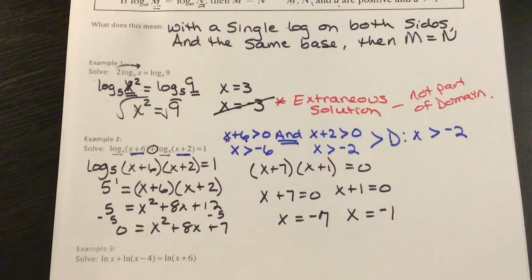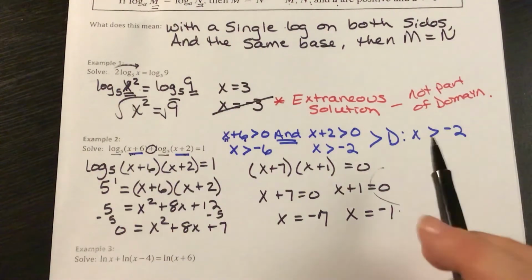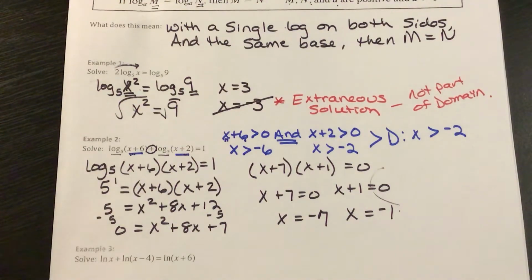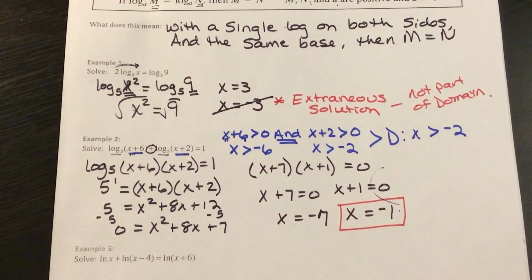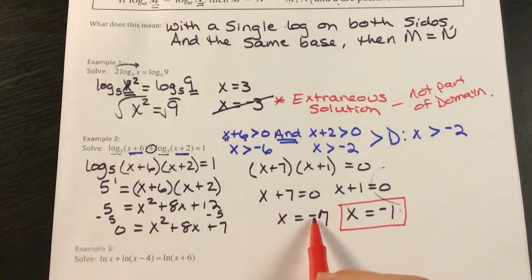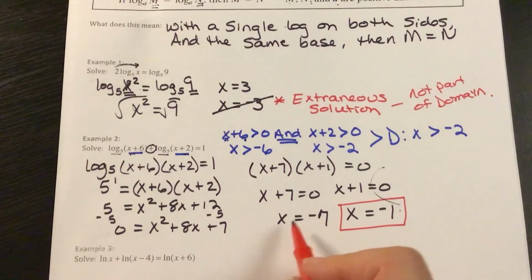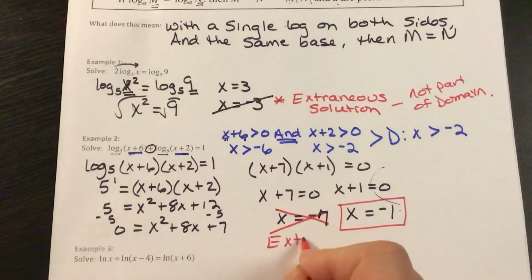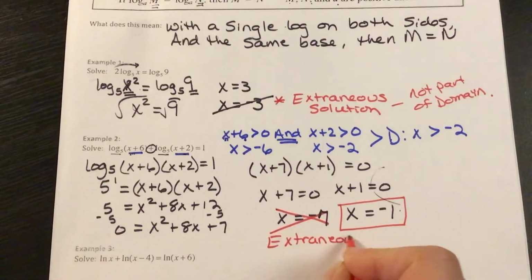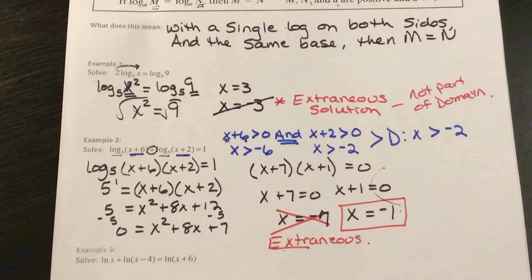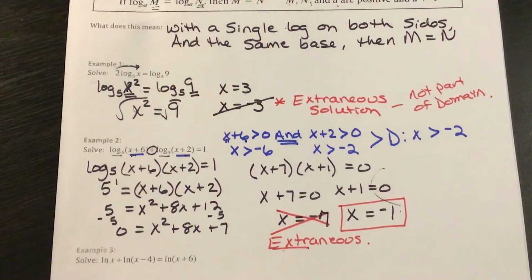And if I go back and look at my domain, my x values have to be greater than -2. All right, so this one works because -1 is greater than -2, but -7 is not greater than -2, so this is an extraneous solution. I think I call it the extra solution. It works algebraically, but it doesn't work in terms of our domain.